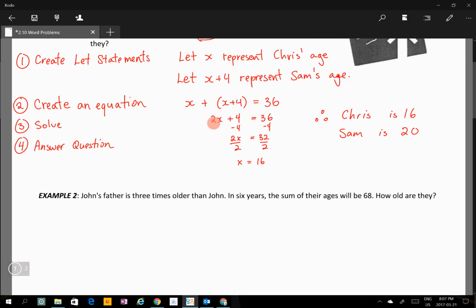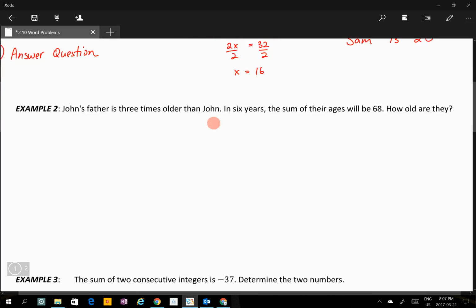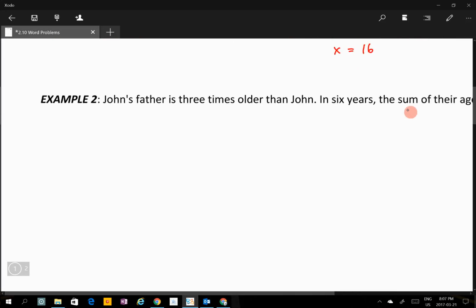Okay, let's move on to example number 2. John's father is 3 times older than John. In 6 years, the sum of their ages will be 68. How old are they? Okay, let's create our let statement. So let's use the letter x again. So let x represent John's age.